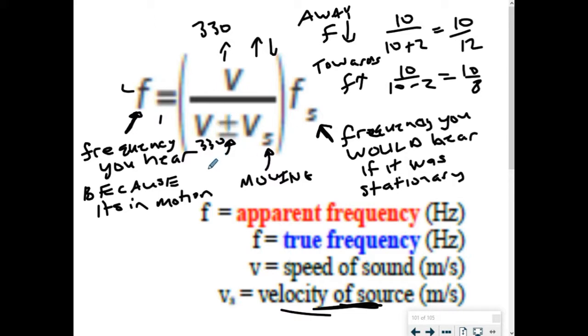What we found as a useful trick is that if you want to increase your frequency, use a minus sign. If you want to decrease your frequency, use a plus sign. So it's the opposite. If you want a frequency to go up, use a minus. If you want your frequency to go down, use a plus. So let's try an example.